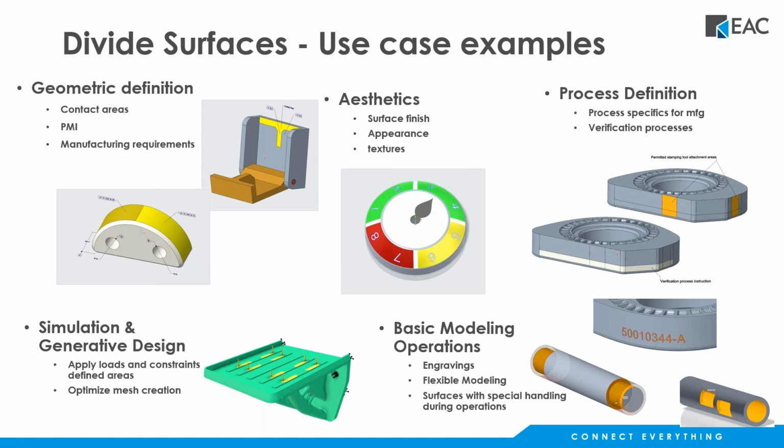We can use this in process definition. So we can highlight certain surfaces for manufacturing processes such as work instructions or operations. We can also use this in simulation and generative design by applying loads and constraints to different areas and optimizing mesh creations. And then finally, we can perform basic modeling operations like we saw. We can do engravings, flexible modeling, and then surfaces with special handling during operations.